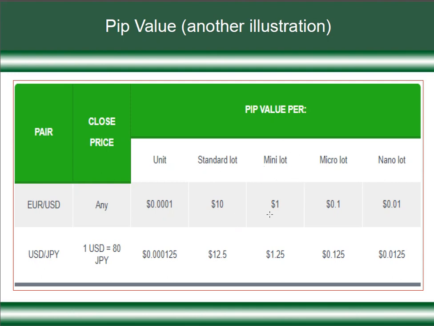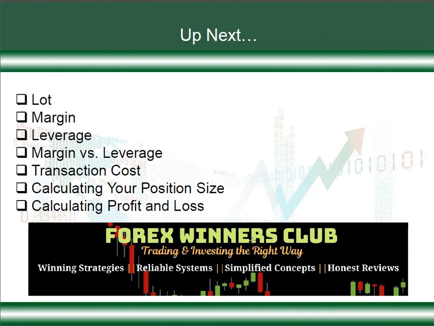But if your account is a mini lot, it means for every pip the price moves, the actual value moving is $1. A micro lot is $0.10 and a nano lot is $0.01. Okay, you can read the example for USD/JPY down here. It's not operating the same way as the EUR/USD. As you can see for USD/JPY, if it's a standard lot, 1 pip means $12.50. A mini lot would be the same thing divided by 10. A micro is a tenth of a mini lot, and a nano lot is a tenth of a micro lot. So you can see how the math keeps on adjusting.